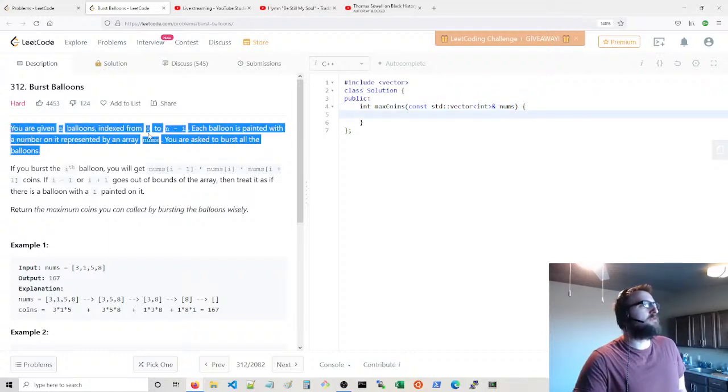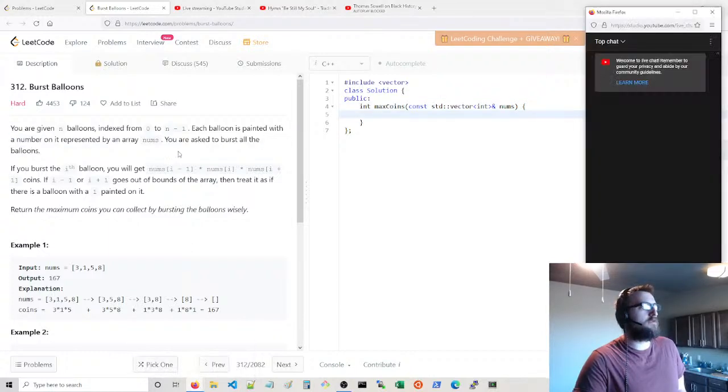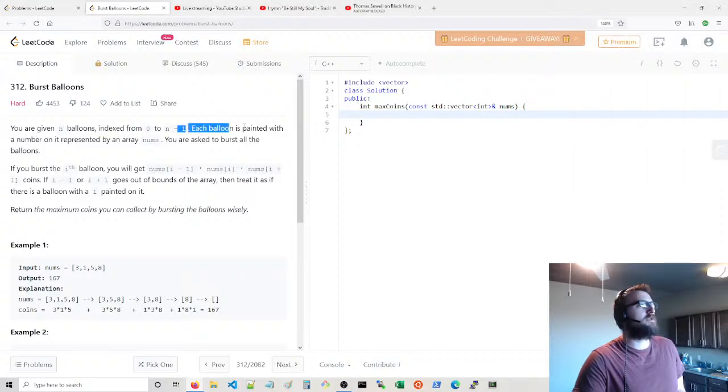You're given n balloons, indexed from 0 to n-1. Each balloon is painted with a number on it, represented by an array of numbers. You're asked to burst all the balloons. If you burst the ith balloon, you will get nums[i-1] times nums[i] times nums[i+1].